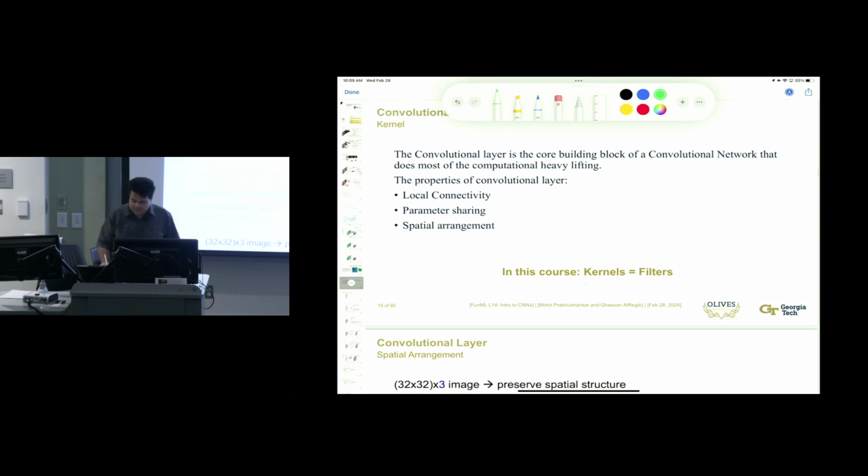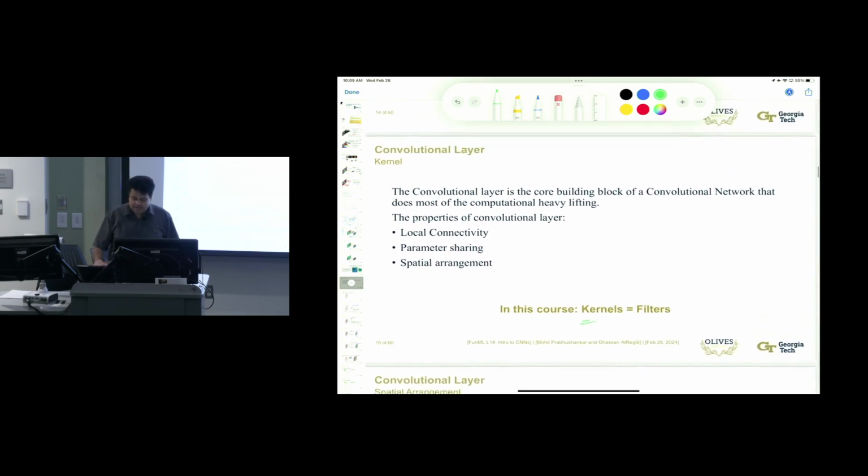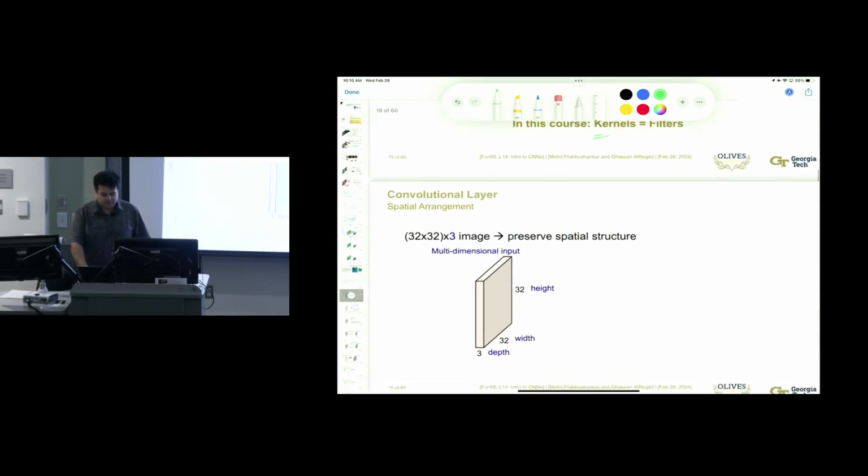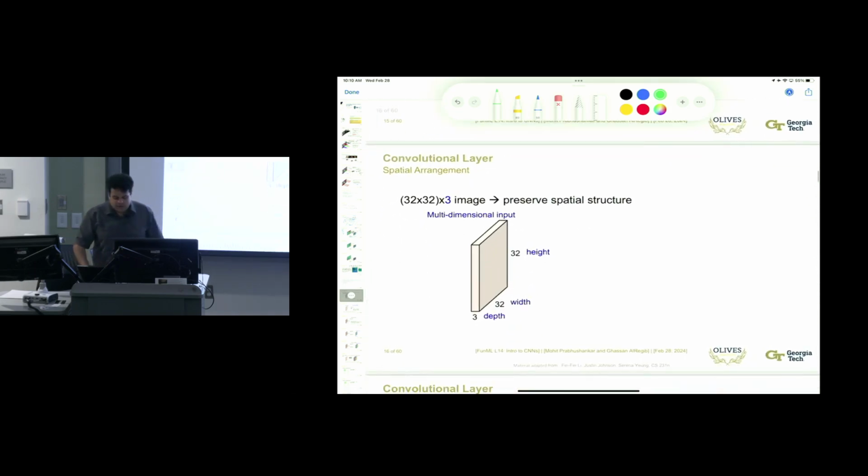So of course, as I mentioned, kernels is equal to filters. We'll be using these terms interchangeably. From now, we'll discuss something called a convolution layer. Until this point, it was more just convolution, but convolution layer is exactly the same thing. It's utilizing the local connectivity, parameter sharing, and spatial arrangement within the framework. So when we talk about convolution layer, we are talking about this thing.